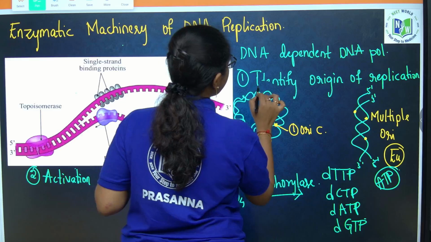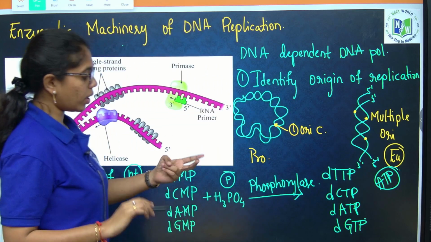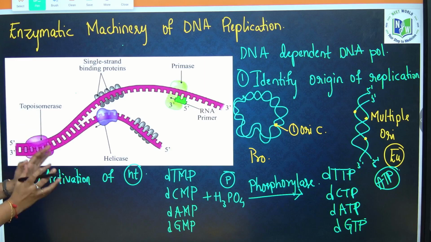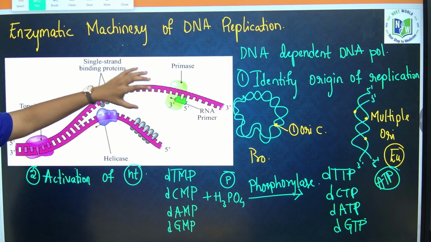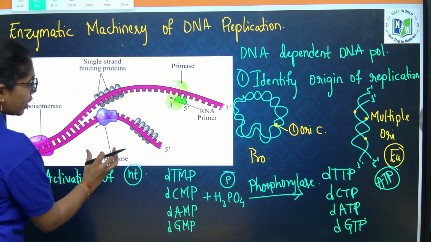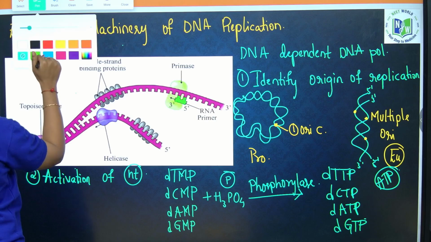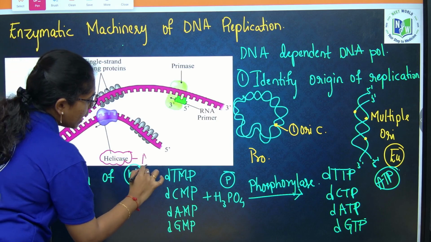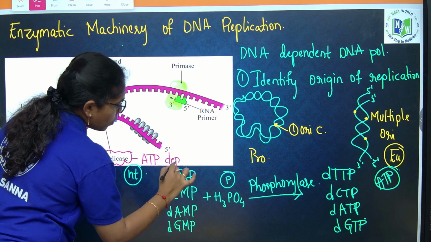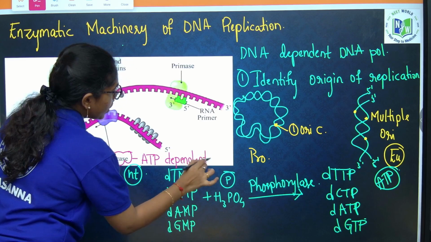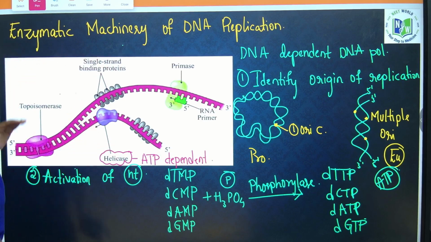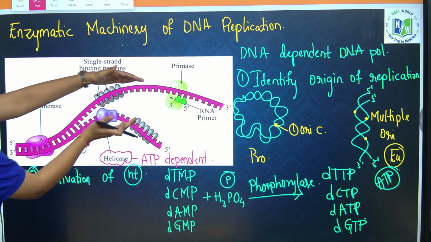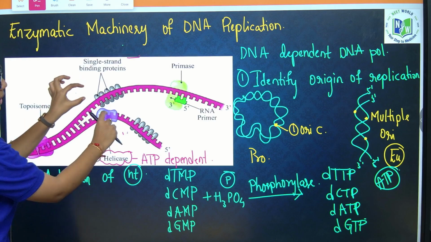To identify the ORI site. What is the second step? Activation of the nucleotides. Once the origin of replication site is identified, the very first enzyme that comes and cleaves the double stranded DNA is helicase. Helicase is ATP dependent. It cleaves the two strands of DNA and gives an appearance of a replication fork.